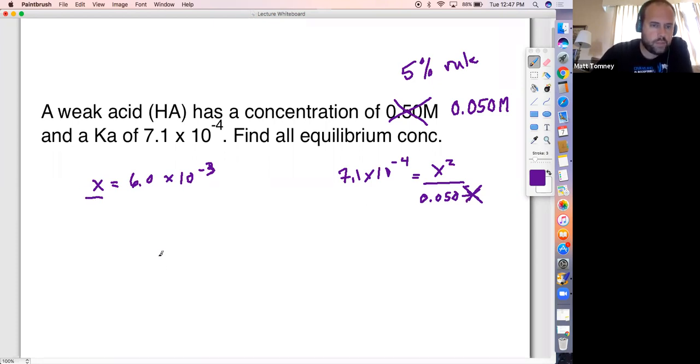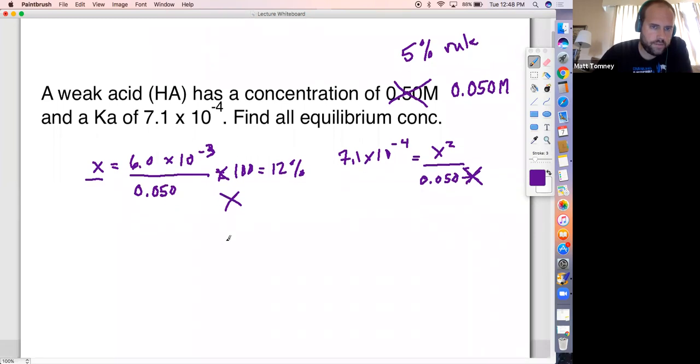So now I'm jumping forward, and I'm checking my assumption. So here I would say this is x. The initial concentration was 0.050. So is this acceptable? And you would need to multiply this by 100. Okay. You solve for this, you end up with 12%. So this would be a case where you would have to say, nope, the assumption was not correct.